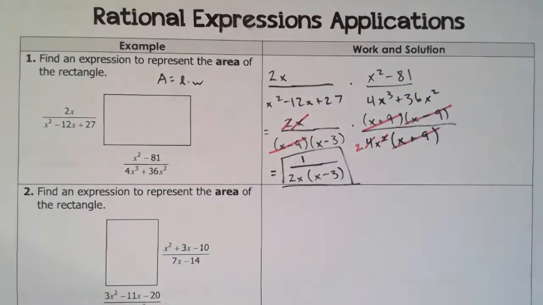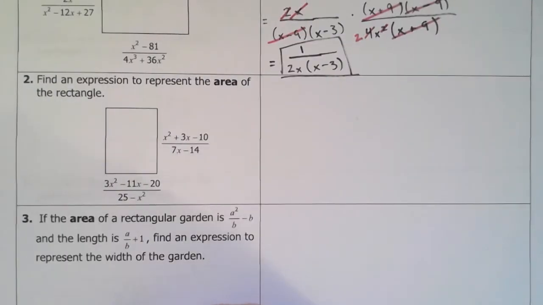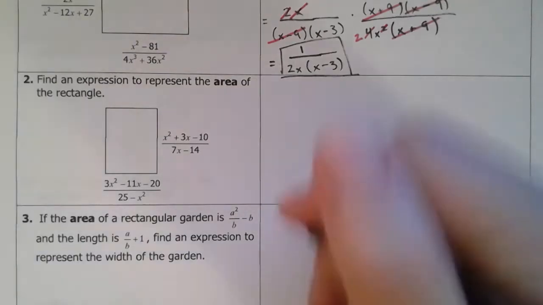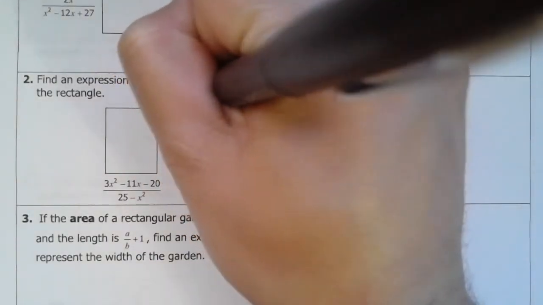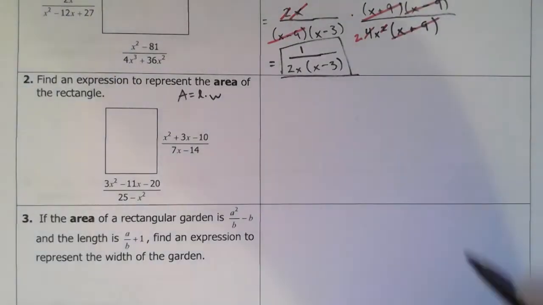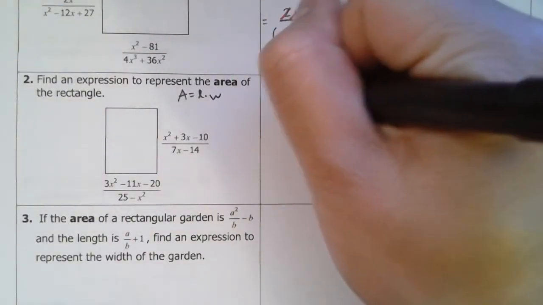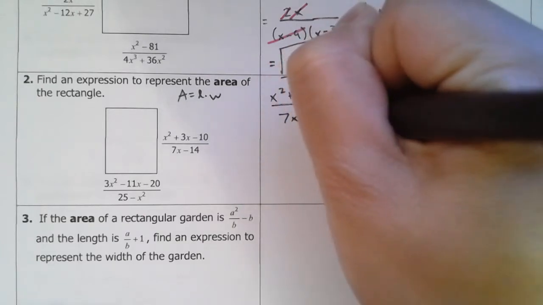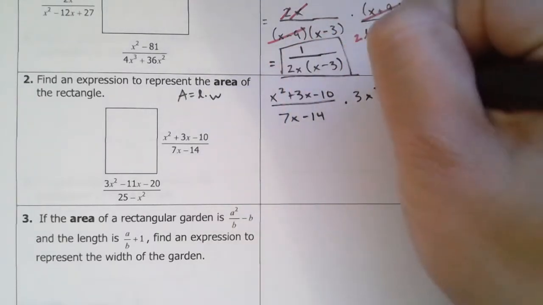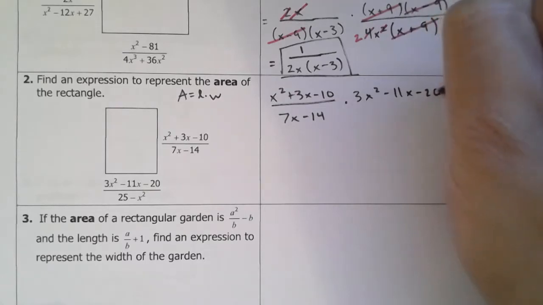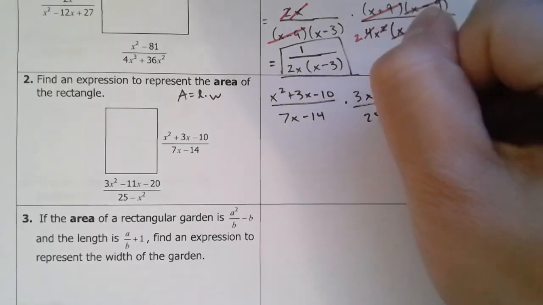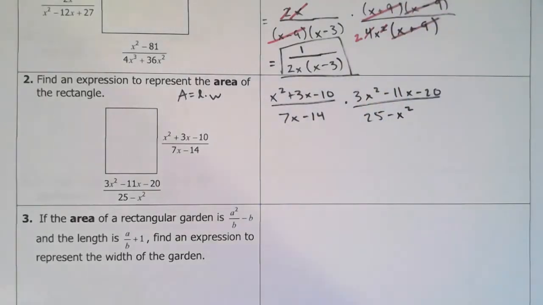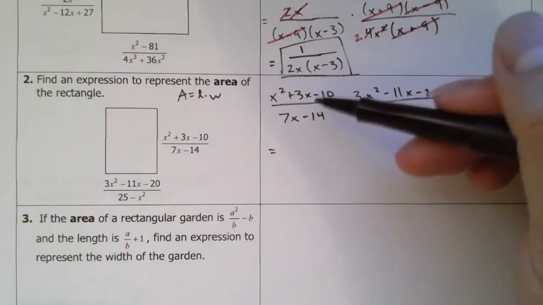Number 2, it says find the expression to represent the area of this rectangle as well. Well, same thing, right? Area is equal to length times width. You're going to have x squared plus 3x minus 10 over 7x minus 14 times 3x squared minus 11x minus 20 over 25 minus x squared. So let's factor out the first ratio here.